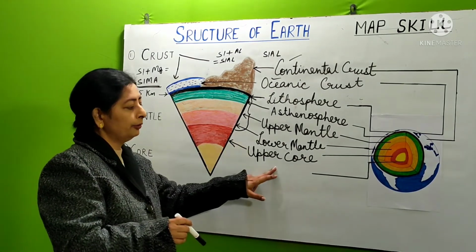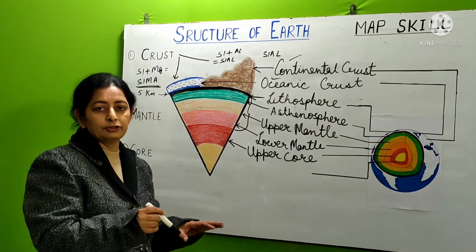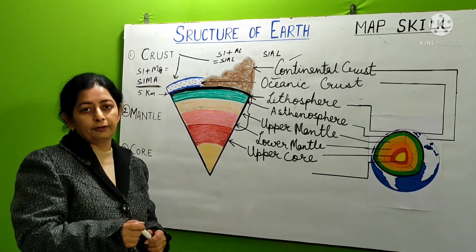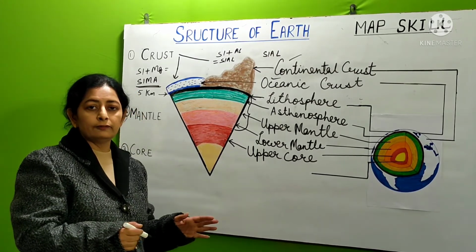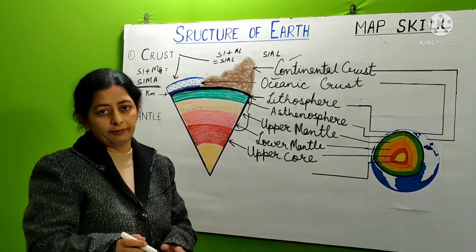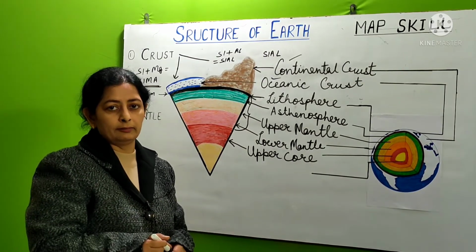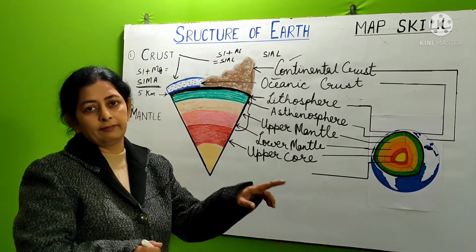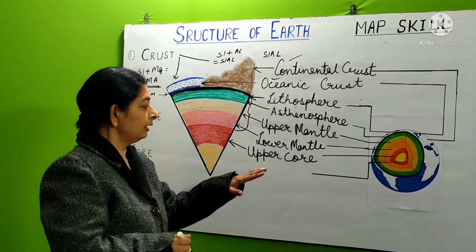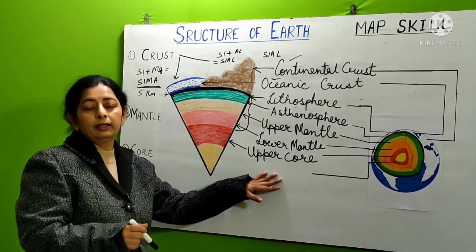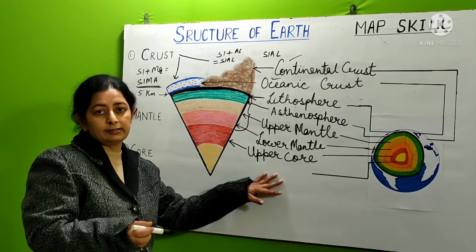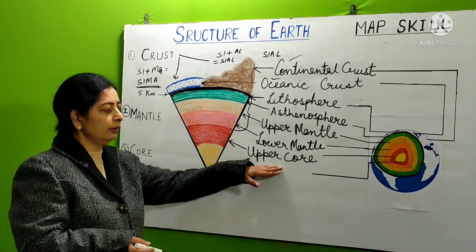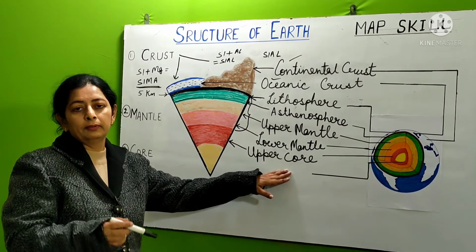Here we see the upper core is again in the same condition as the upper mantle. Here also the temperature is so high that the rocks are found in molten state, and the density of the rocks is nearly 4 to 4.5 gram per cubic centimeter. In the mantle it is between 3 to 3.7 gram per cubic centimeter. In the core region, the density of rocks increases as well as the temperature. Because of high temperature, the upper core is in molten state.